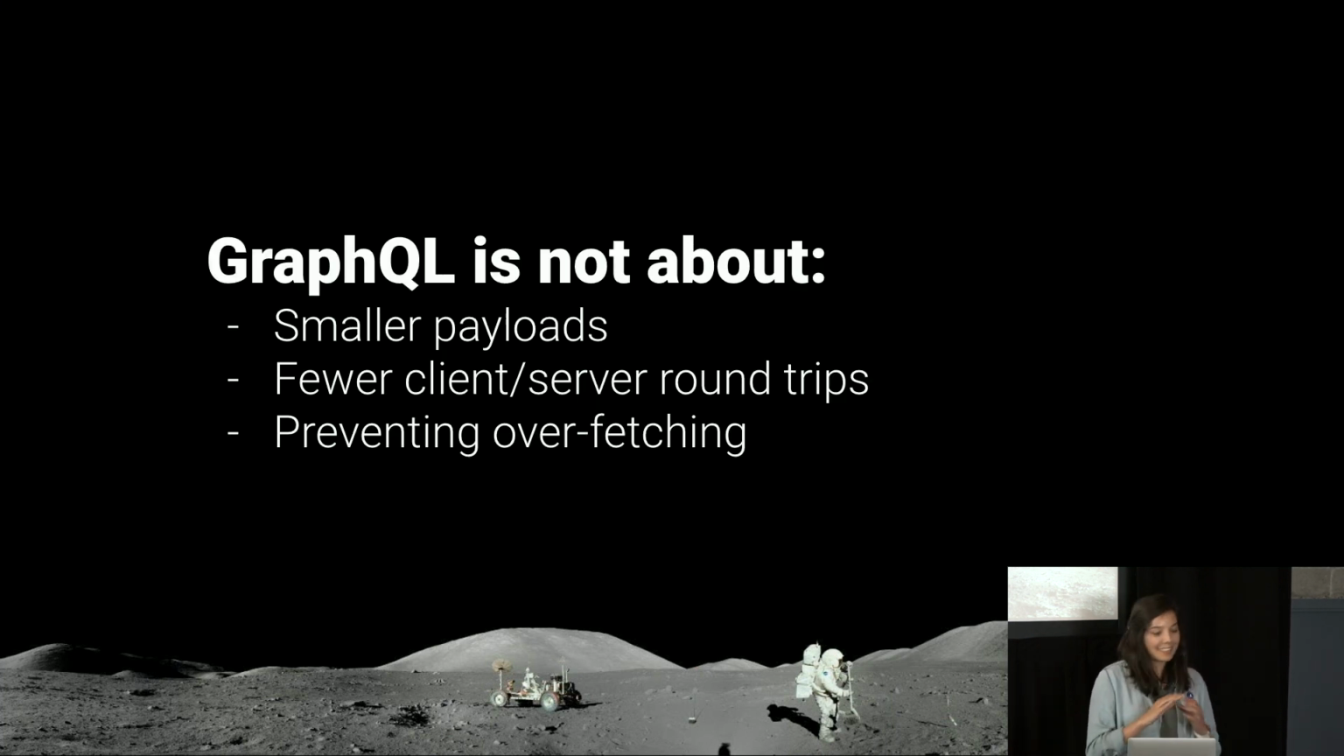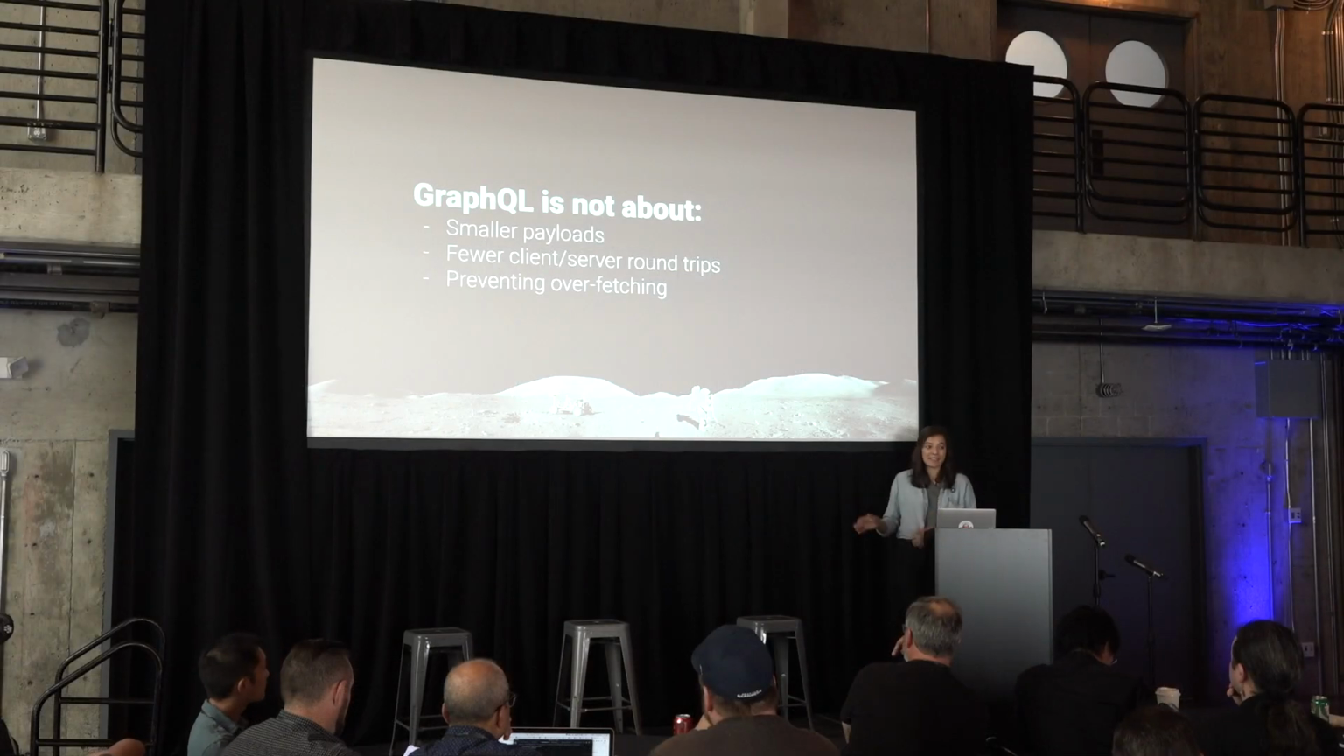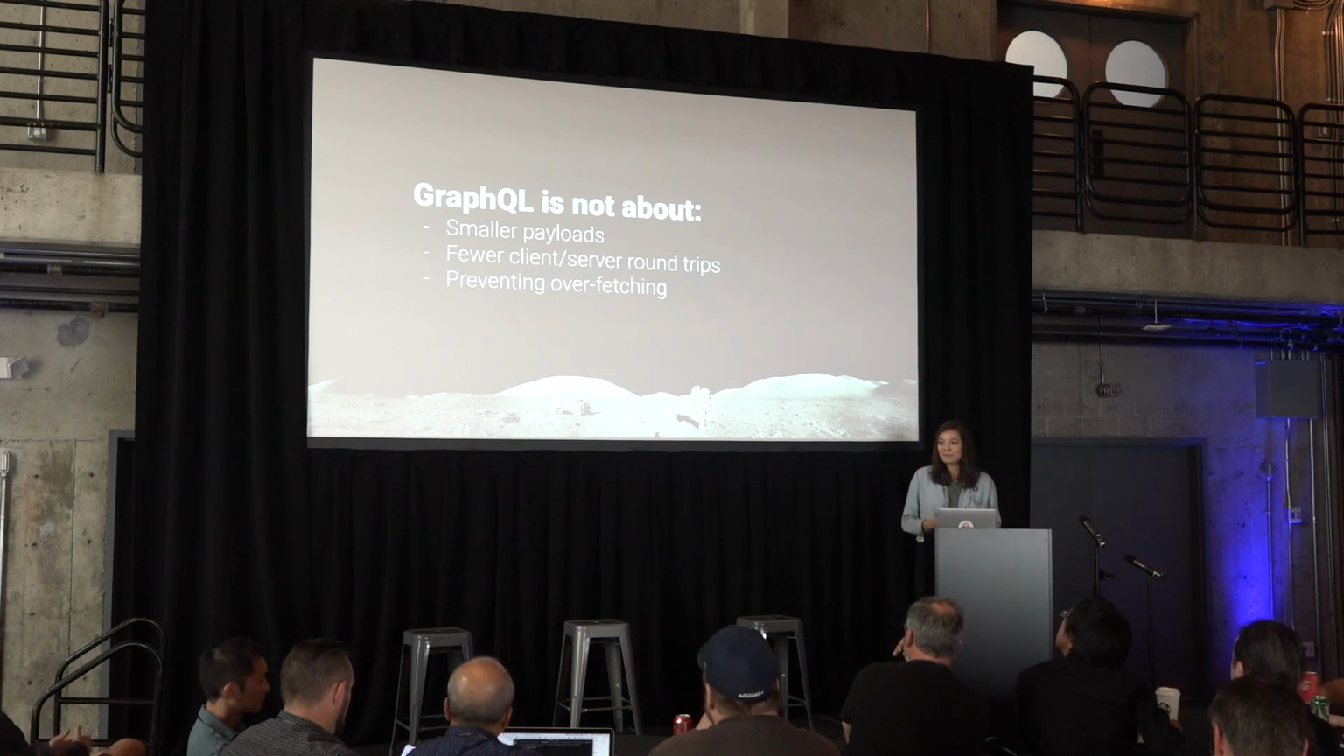So the talk today is not going to be about smaller payloads, it's not going to be about fewer client-server round trips, and it's not going to be about preventing overfetching. Yes, these are all fantastic benefits of GraphQL. These are benefits and reasons why people adopt GraphQL all the time. But adopting GraphQL in your organization, it's non-trivial. It's something that you have to commit to and something that you really have to embrace. And usually when we see companies making the strategic decision to move towards GraphQL, we see it for these reasons.